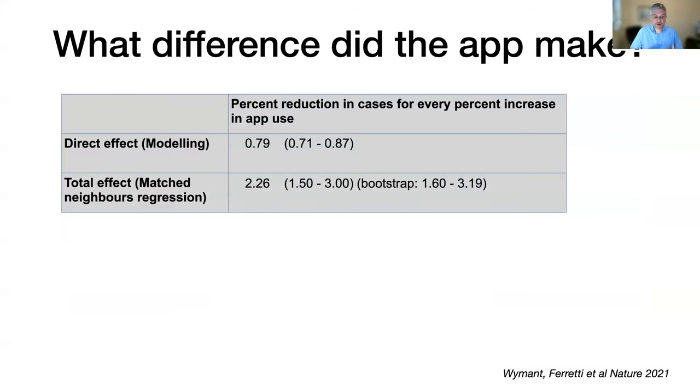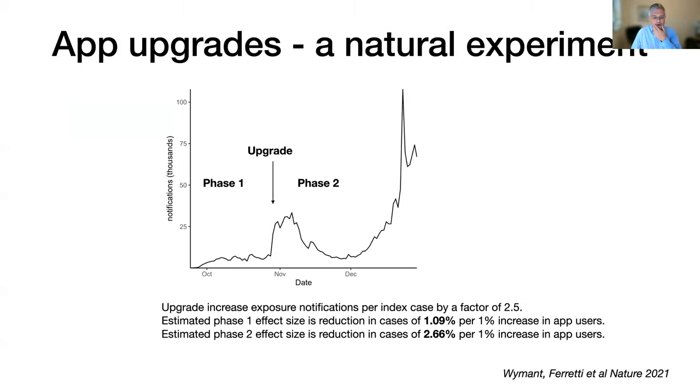Another way of looking at this in terms of policy going forwards is: if you could increase app uptake in the population by 1%, how much would you reduce cases by? You can see that the modeling estimate is 0.79%. You would reduce the total number of cases by 0.79%, and with the total effect estimate, you would reduce the number of cases by 2.26%. We did sensitivity analyses with different econometric methods for doing this, which all gave us higher estimates than these. We did not find any iterations of the analysis which gave us lower estimates.